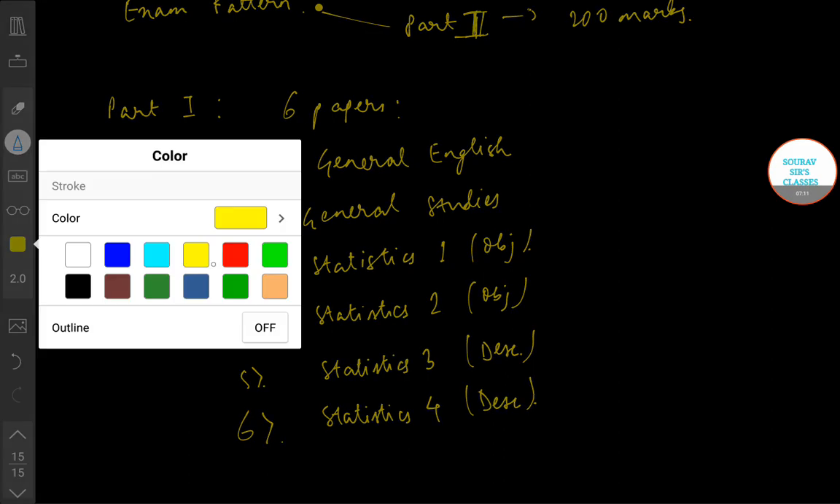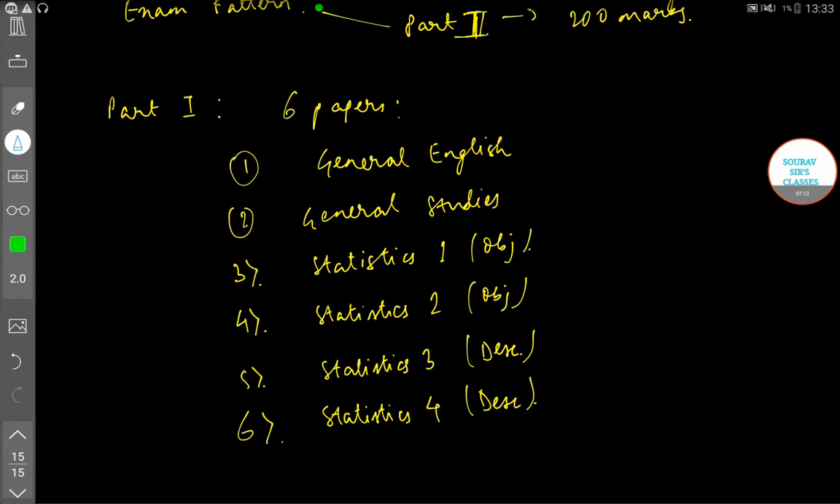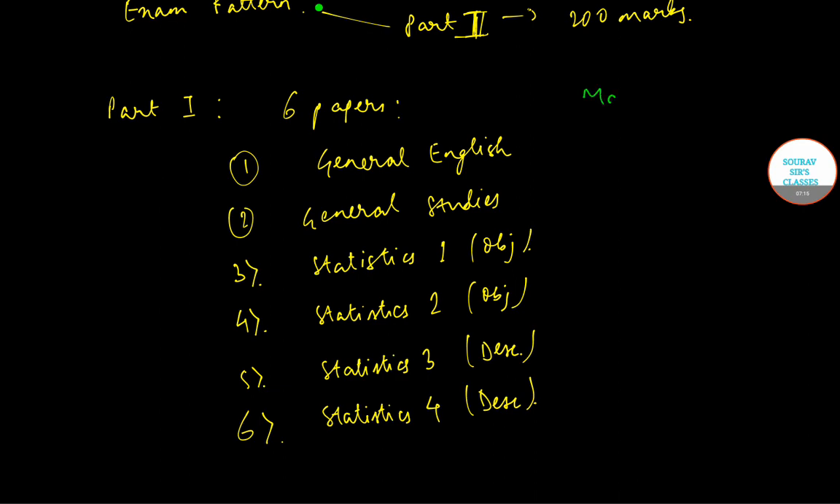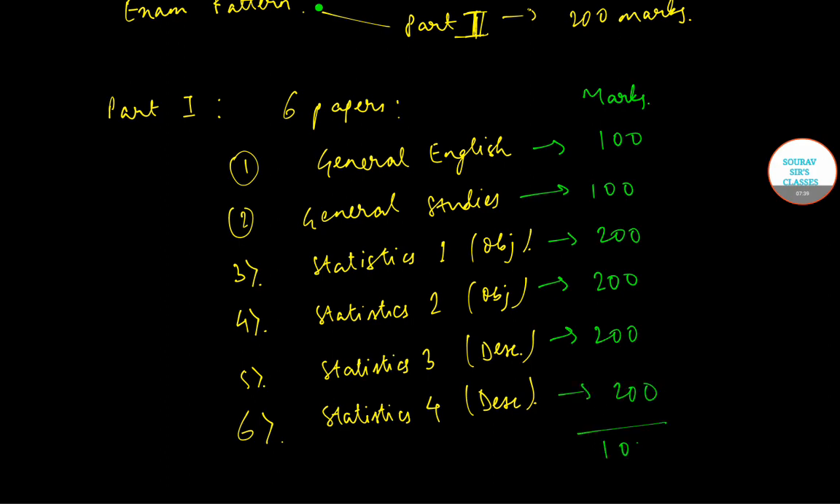Now, the marks for each paper is, for General English, it's 100. For General Studies, it is again 100. For Statistics 1, it is 200. And for all other statistics papers also, it is 200. So this gives you a total of 1000.